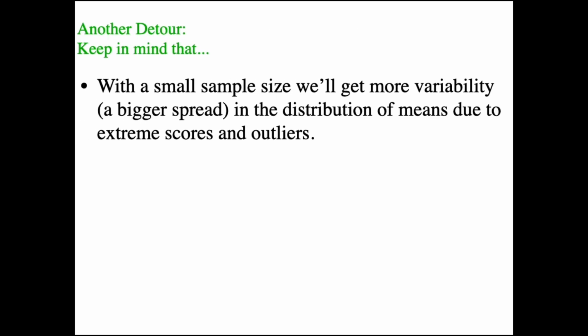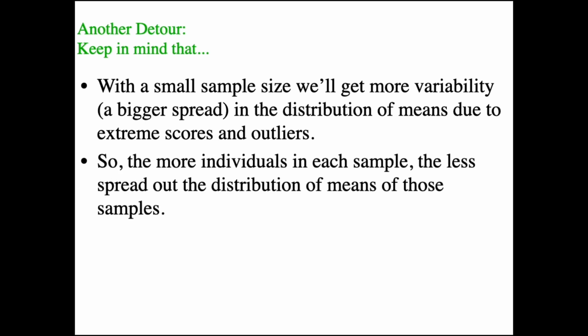Another little detour here. Keep in mind that with a small sample size, we're going to get more variability, a bigger spread in the distribution of means due to extreme scores and outliers. So when we're working with smaller samples, we get a lot more variability because the samples are going to include strange scores, outliers, and so on every once in a while that will kind of throw everything off. So the more individuals in each sample, the less spread out the distribution of means of those samples is going to be.